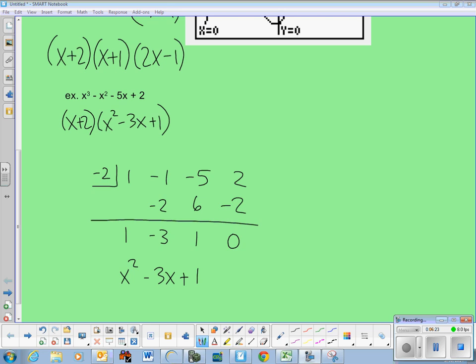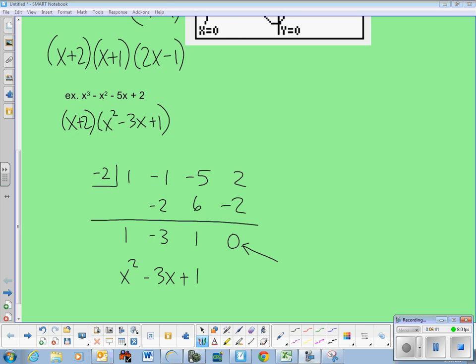All right, so I've found my one good factor, and I've divided it out to see what was left over. A couple things. This better be 0 every single time. If it's not 0, that means that x plus 2 does not divide in evenly. So either x plus 2 is not a factor, or you did your division wrong.